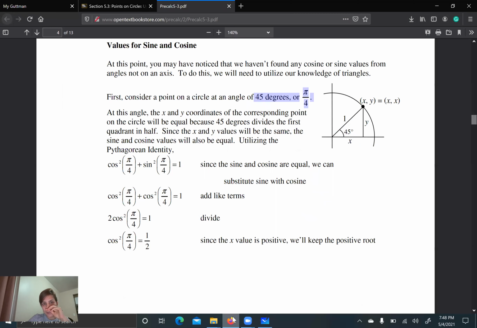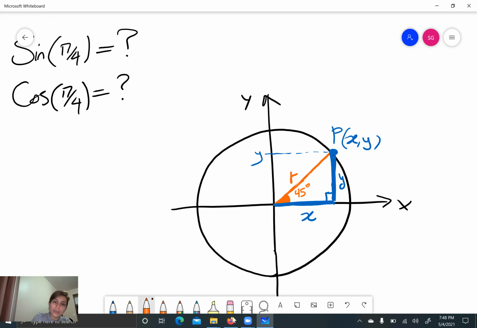Oh, by the way, your textbook starts with 1. You can go with r, or you can draw a unit circle, which means the radius is 1. It doesn't matter. You can have this argument in any circle. Okay, let's do it in a circle with radius 1.